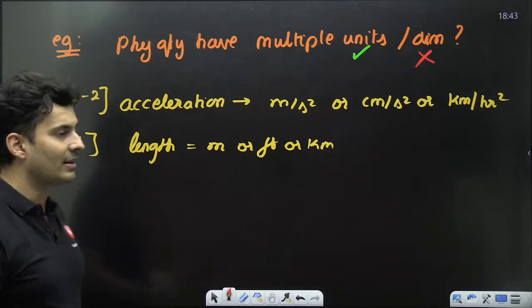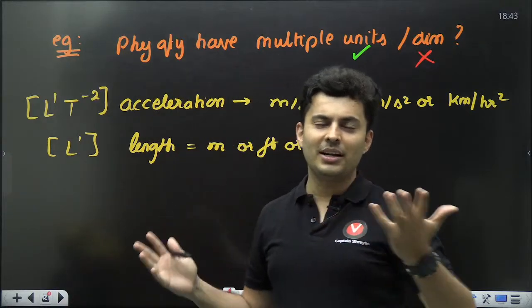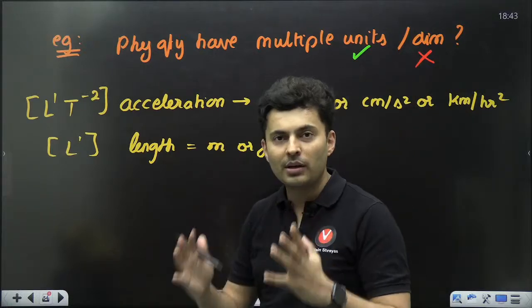What is the meaning of unit? What is the meaning of dimension? Can two things have same unit? Can two things have different dimension? All these are different things that you should work upon.